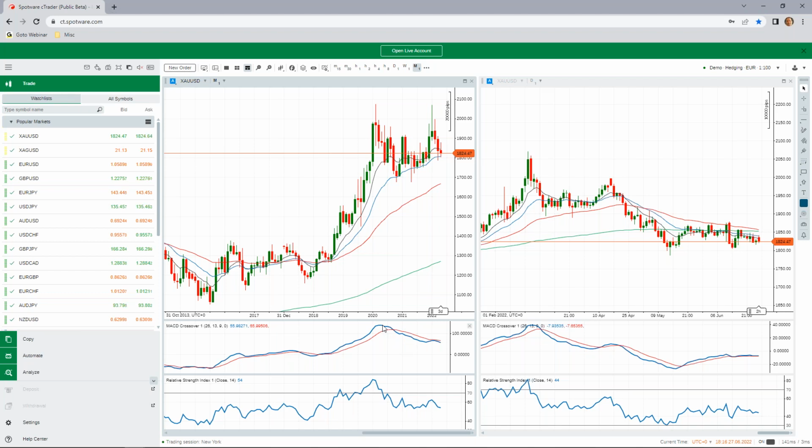If the MACD and the RSI are putting in lower highs and price is going higher, then the trend on price is up and the trend on the indicators is down. That consists of bearish divergence. And all that means to us is that the trend is potentially weakening.